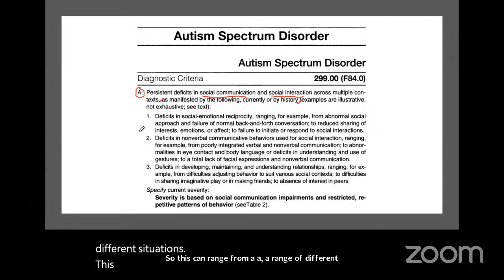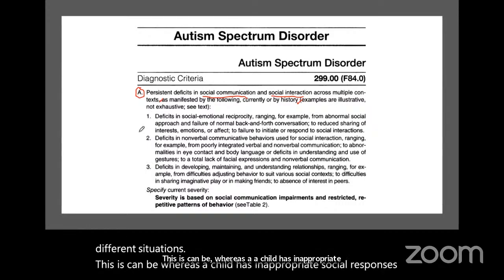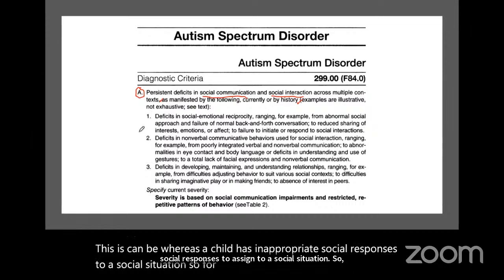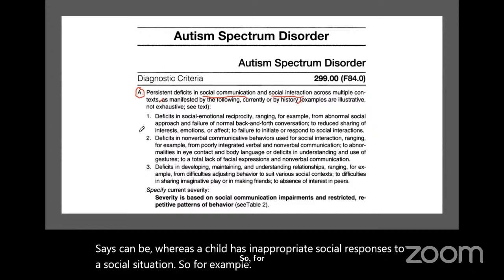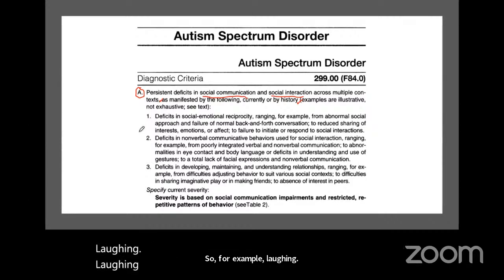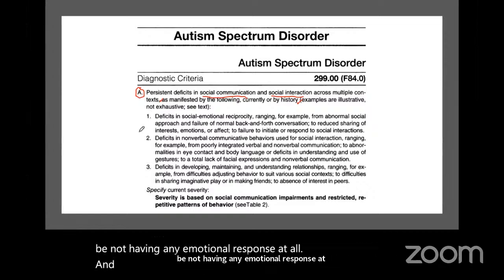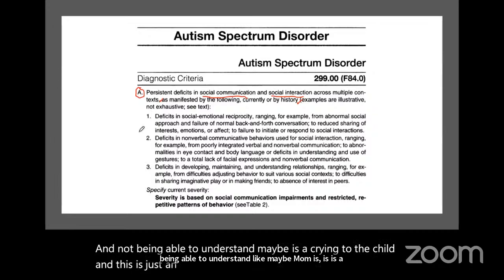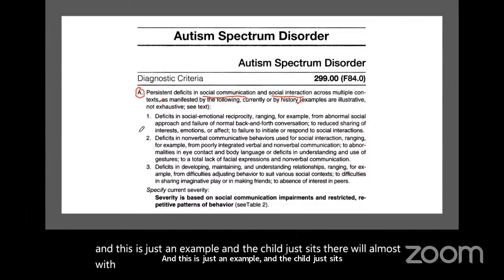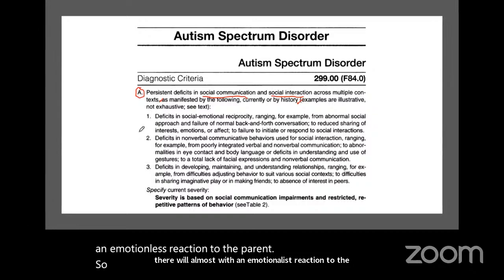Can be where a child has inappropriate social responses to a social situation. So for example, laughing while everybody else is crying, as an example. Or it can be not having any emotional response at all and not being able to understand, like maybe mom is crying to the child, and this is just an example, and the child just sits there almost with an emotionless reaction to the parent. So it can be on that range of interaction.